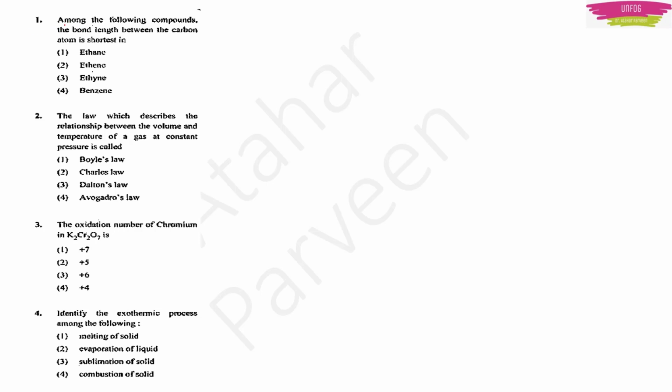The first question says, among the following compounds, the bond length between the carbon atoms is the shortest in, and the options are ethane, ethene, ethyne and benzene. What we have to do here is first find the bond order of the given compounds. So what is bond order? Let's write the bond order as BO. Bond order is nothing but the number of bonds between two carbon atoms.